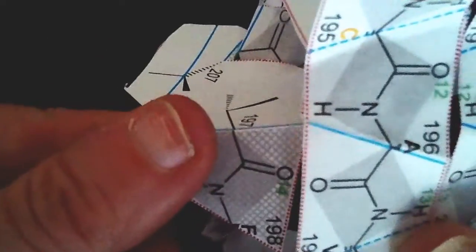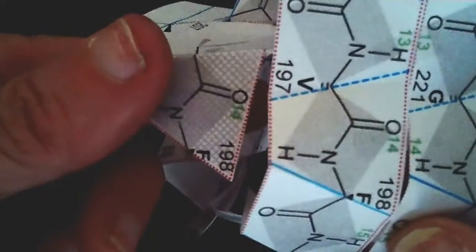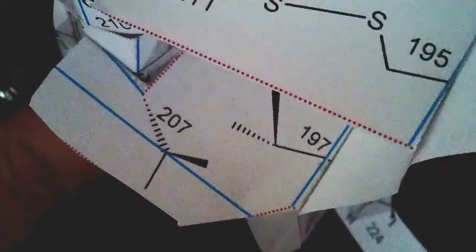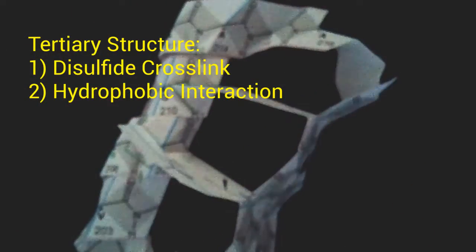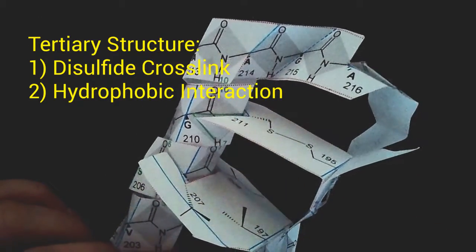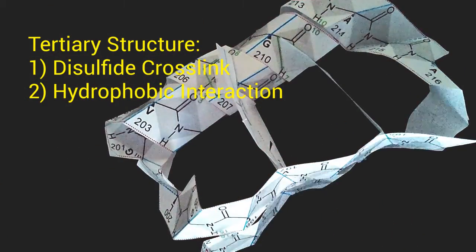I'm going to line 198 next to it. 198, and we'll glue 198 to 198. So that 197 is on the inside. So 207 is inside, 197 is inside, and if you go over here, 208 is inside. So now we have two supports for our protein. We have the disulfide bond, zoom in a little bit, there we go. The disulfide crosslink, hydrophobic interaction, and now your final protein is complete.